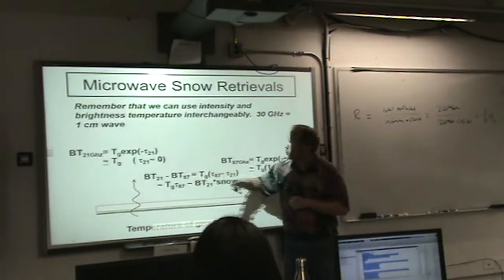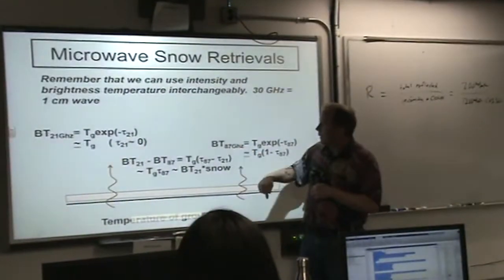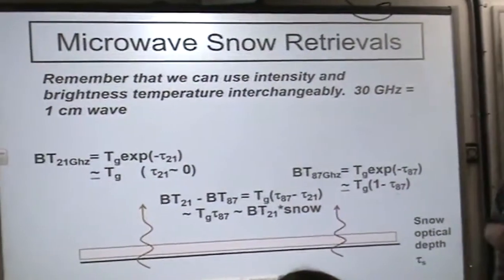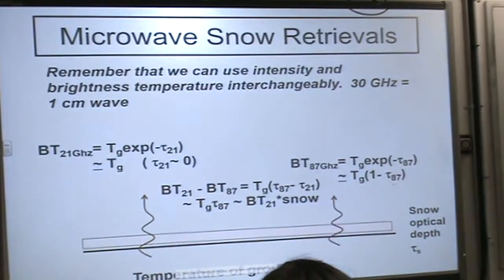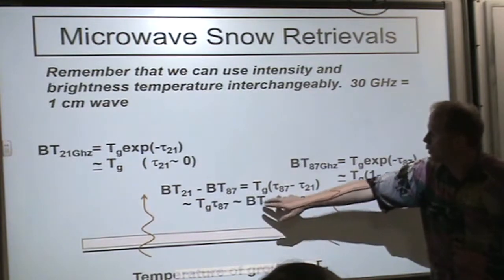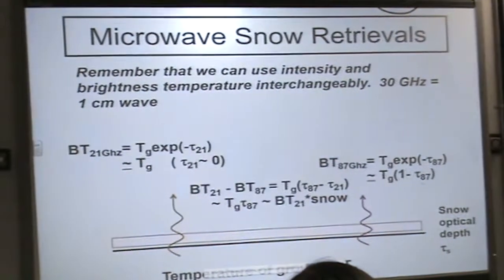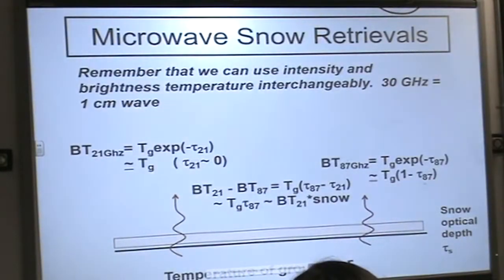So if we subtract the two of these, we're going to have T brightness 87 minus 21. The 21 basically has no optical depth, it's not scattering. So we're going to have T ground times 1 minus optical depth in 87. So this is really telling you that what we're getting is the brightness temperature of the ground times the snow thickness, optical depth. Okay. So that's how we can measure the thickness of snow or the optical depth of snow. Okay. Different wavelengths scatter differently as snow.